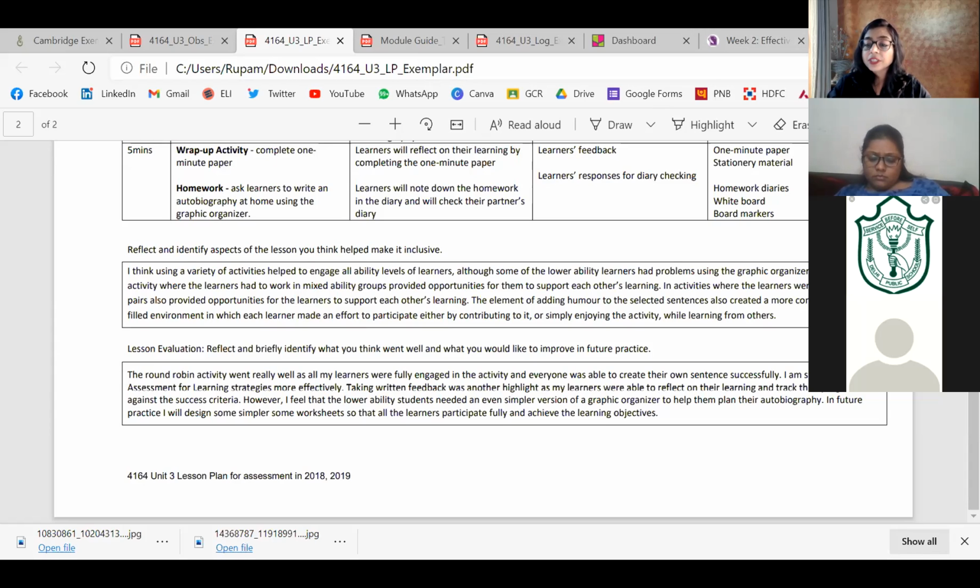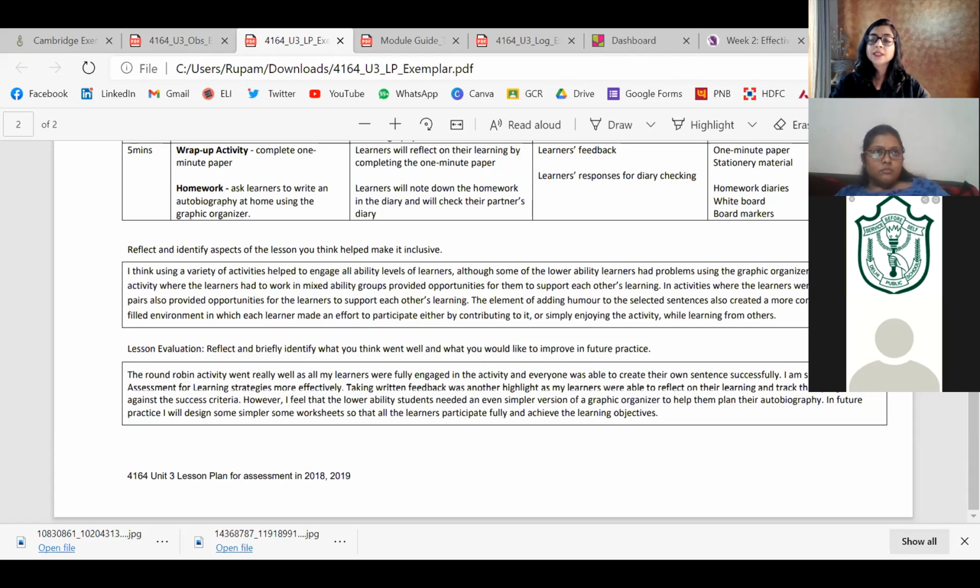ये क्या है? ये metacognition है. The teacher is using metacognition over here. The teacher is asking children to reflect on their learning, right? And it is based on the success criteria. यहाँ पे शब्द लिख दिया success criteria, which means that the teacher has given a success criteria to the students that this is something which you have to see whether you are able to use properly. Are you able to use the graphic organizer properly and things like that?